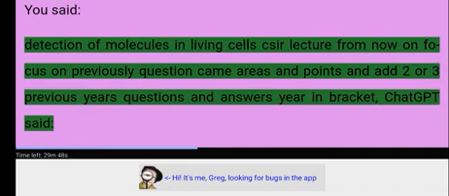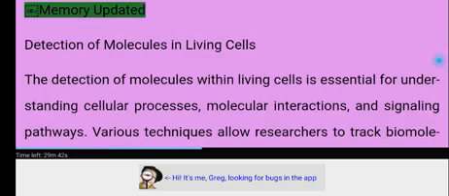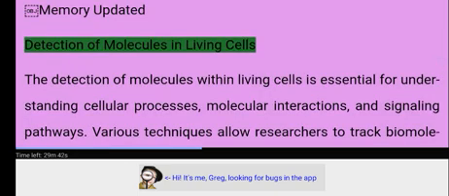Detection of molecules in living cells, CSIR lecture. From now on, focus on previously asked areas and points, and add 2 or 3 previous year's questions and answers, with the year in brackets. Memory updated. Detection of molecules in living cells.